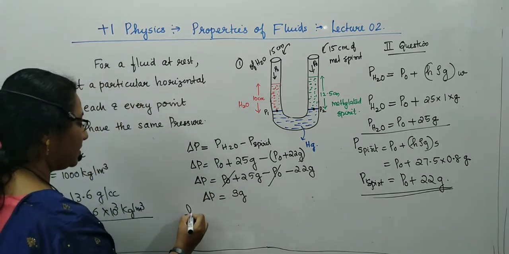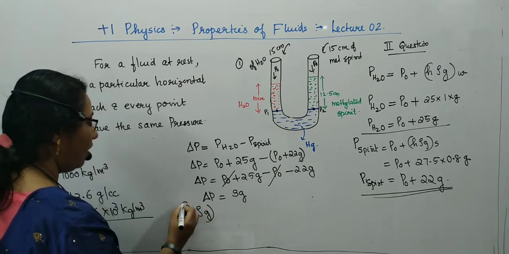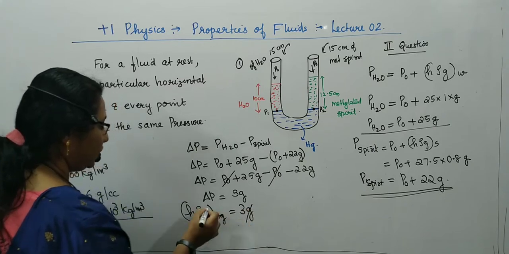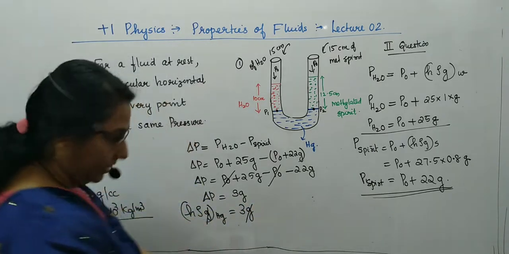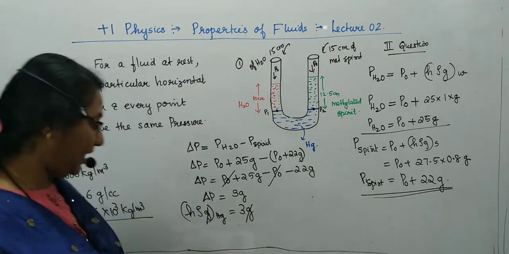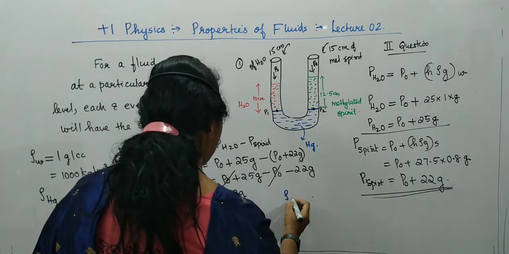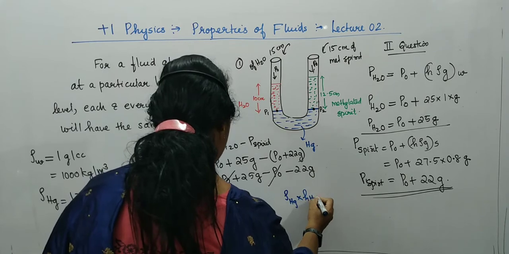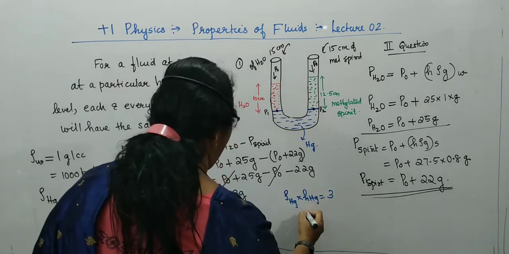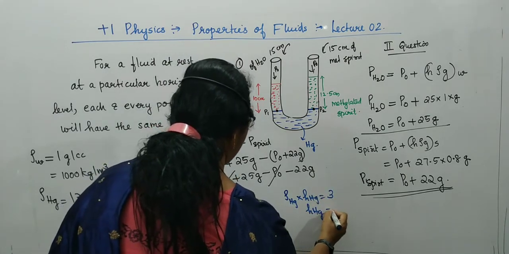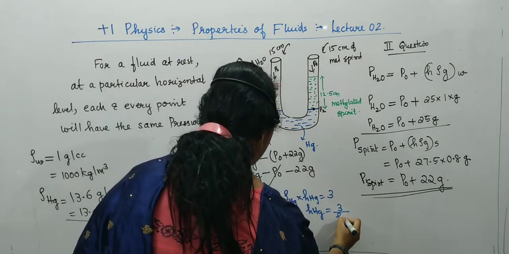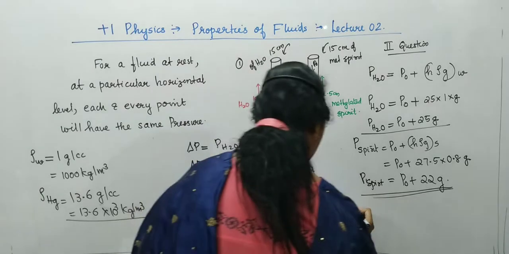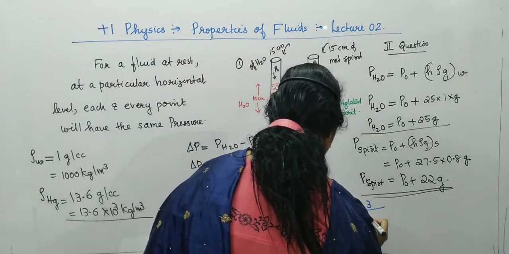And this becomes h rho g of mercury is equal to 3G. G cancelling, and the remaining we will write here with another color. So rho of mercury into height of mercury is equal to 3. And height of mercury is now equal to 3 by density of mercury. What is density of mercury? 13.6. That will be given. Otherwise, you have to learn it by heart.